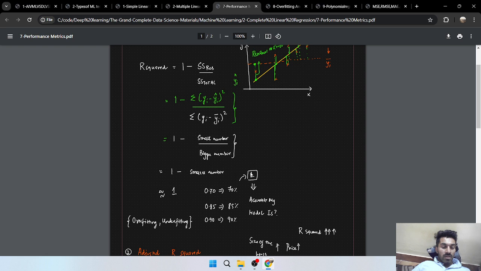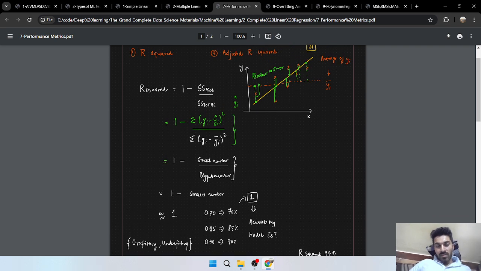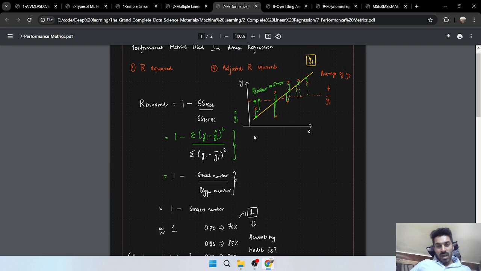So now there is some confusion: what if our numerator is greater than the denominator? Then this will come to a negative value. If you are designing any problem, you will not create an algorithm that is worse than this mean value. This is basically the mean equation, the mean line.